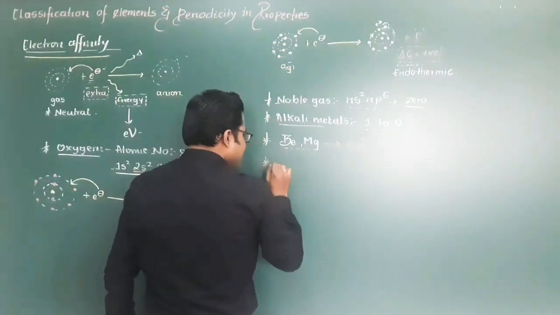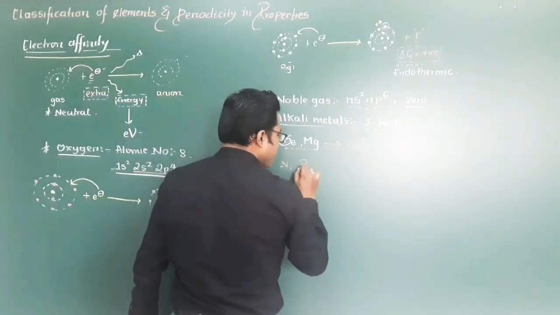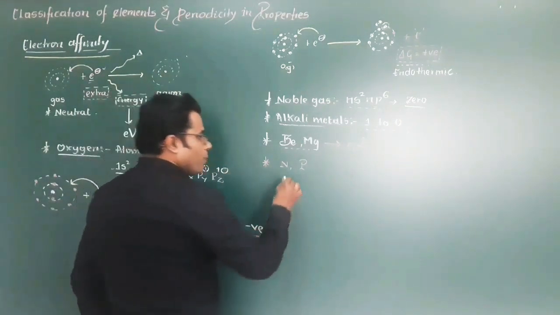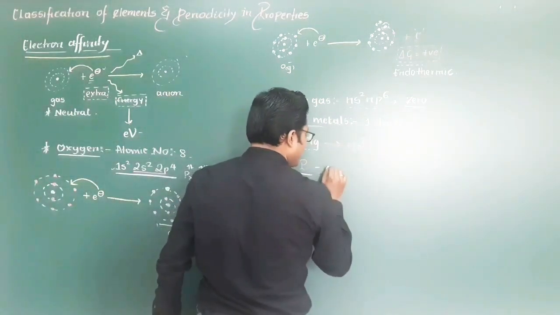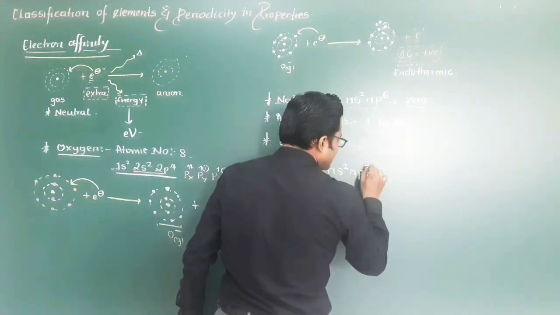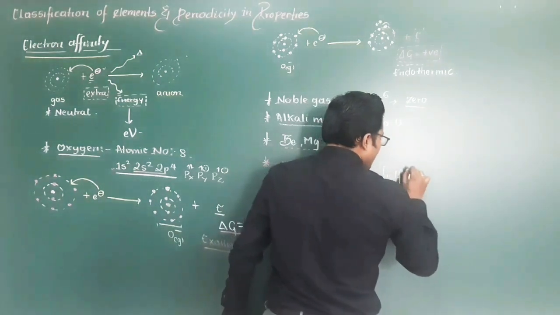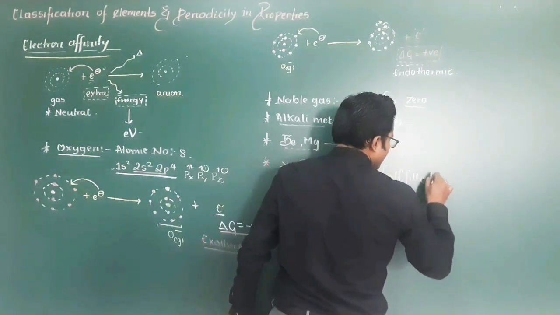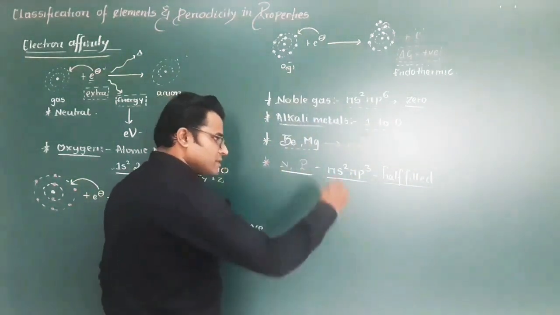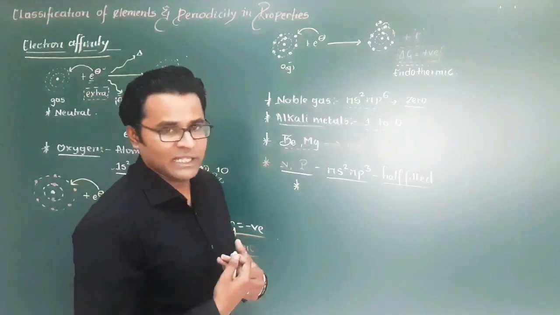Now let us observe what will happen if the condition is something like half-filled orbitals. In case that is the condition, something with respect to nitrogen and phosphorus, where we have the electron configuration ns2 np3. Now these are half-filled, exactly half-filled atomic orbitals. So in this case, it is not going to readily accept any electrons.